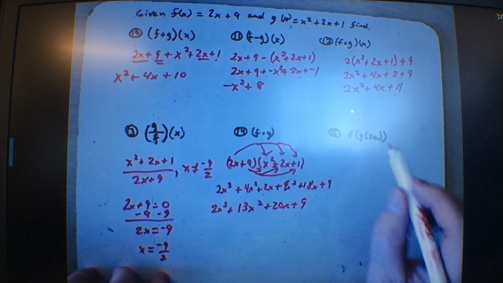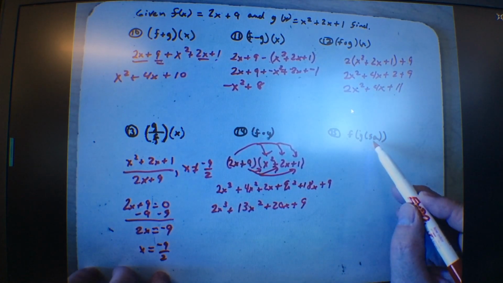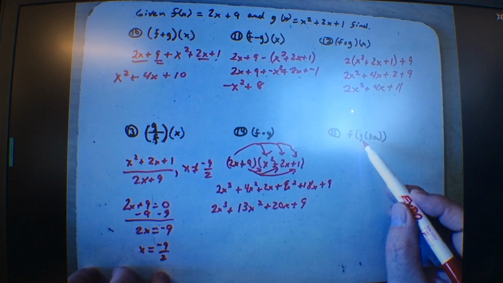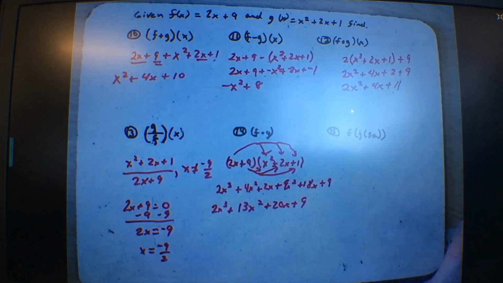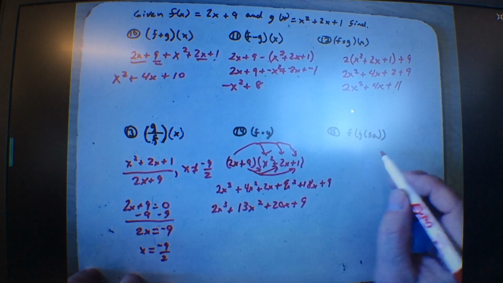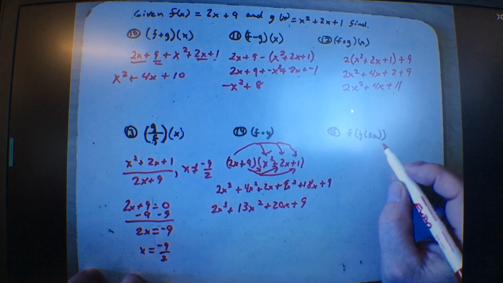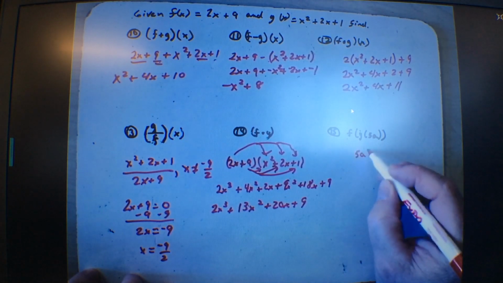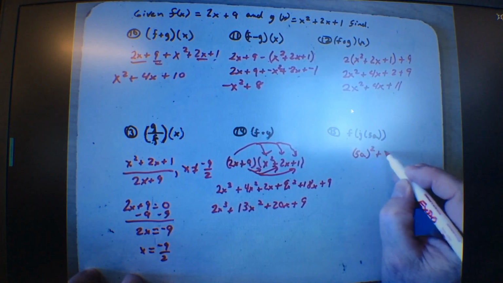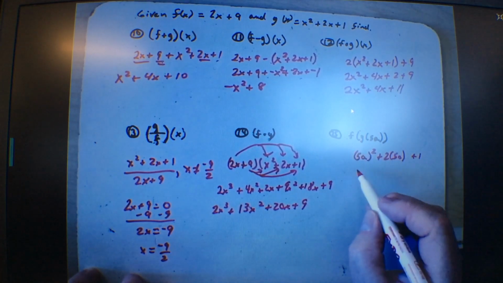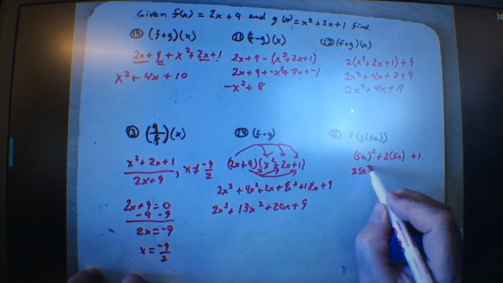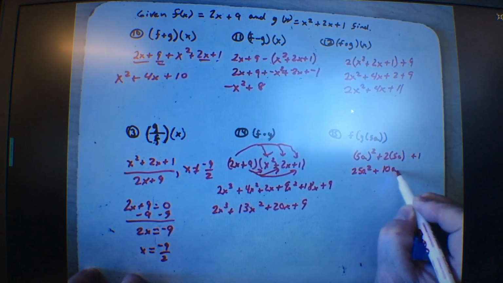Alright, so now on this one, I'm going to put 5a into the g function. Then I'm going to take that answer and put it into the f function. So I'm going to put 5a in the g function, and it looks like this: 5a squared plus 2 times 5a plus 1. So I get 25a squared plus 10a plus 1.